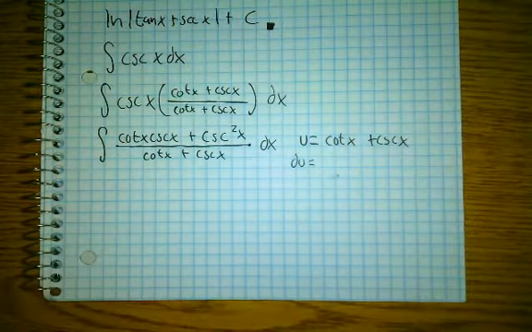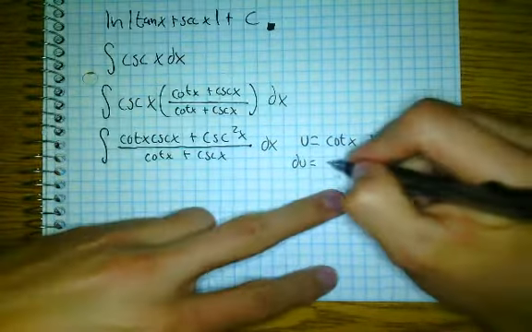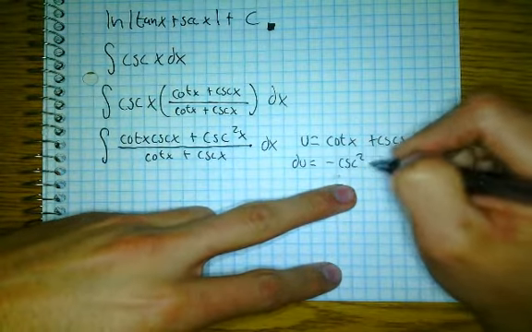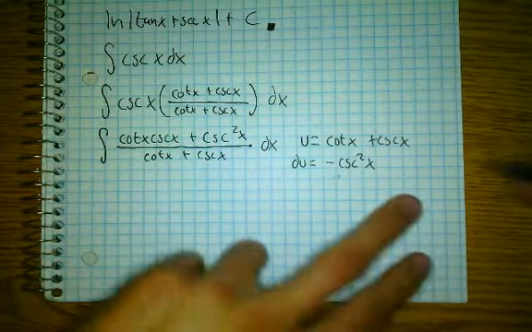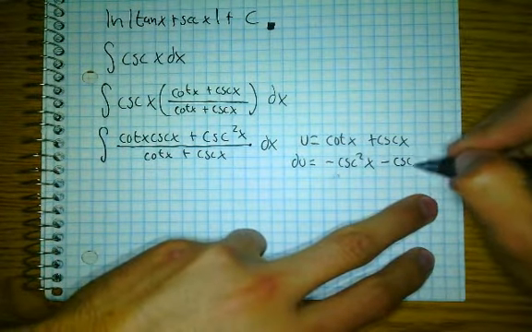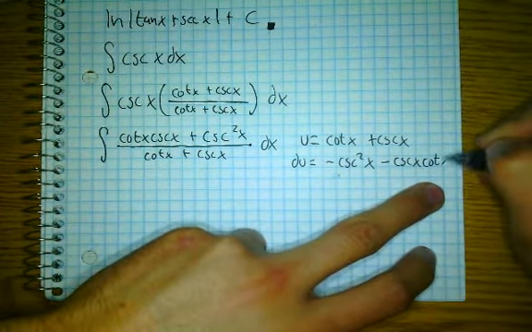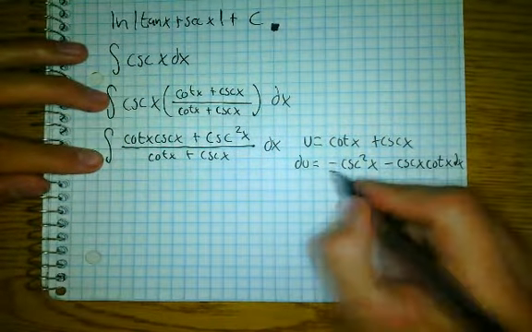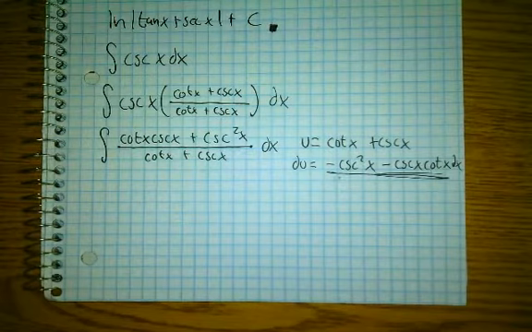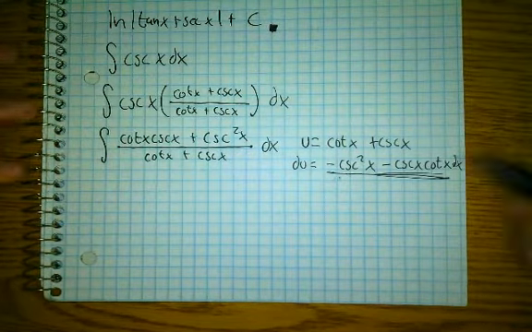If you take the derivative of that, what is the derivative of cotangent of x? Negative cosecant squared of x. And what is the derivative of cosecant of x? Negative cosecant x cotangent x. Do you notice how this is very similar to what I have on the numerator there, except that it's negative?